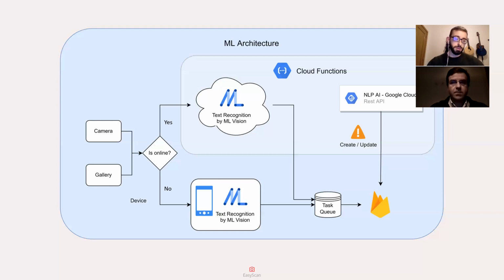But if the user is offline, he will not notice much difference in the user experience. Using that offline model, we get the text recognized from the image and save it in the cache. Once the user goes online again, the data is synchronized with Firebase and the process is repeated. Like I was saying before, the NLP API is called again to get all the analytics that I just talked about.